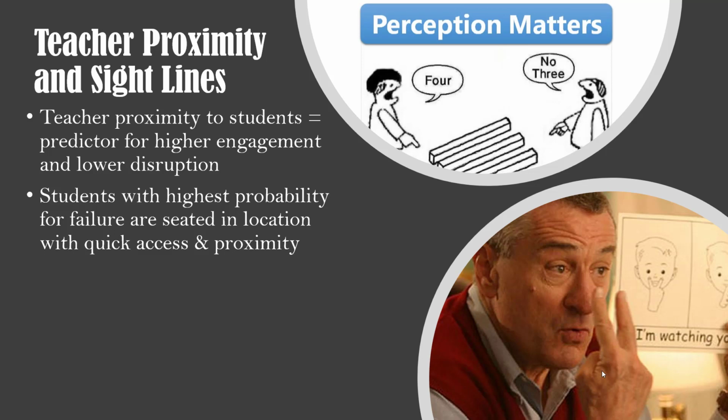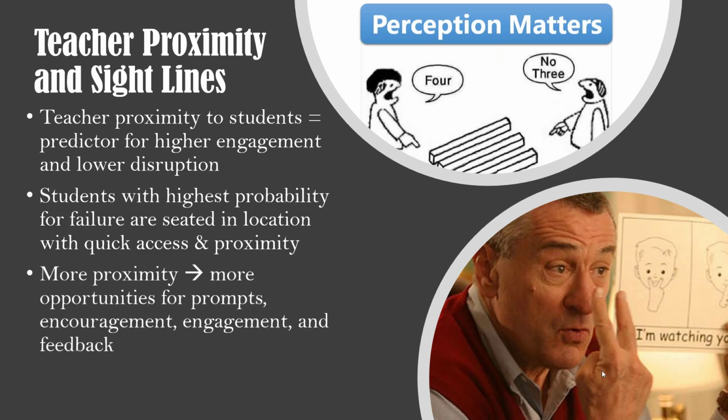And the students with the highest probability for failure, usually you want to seat them in those locations with really quick access and proximity, which is why in the last slide we have those X's where you would want to seat them, where you could get to them really quickly and you have really quick access to them.